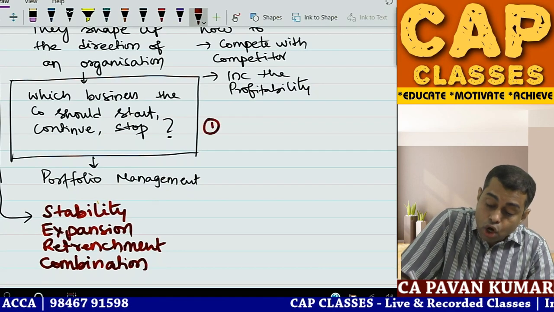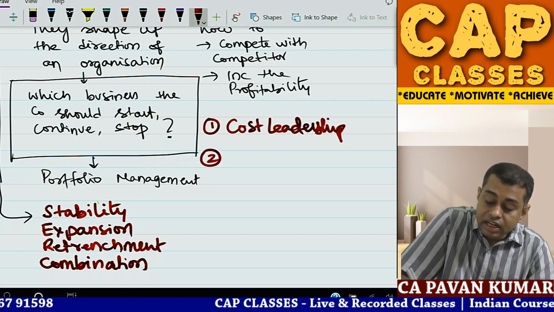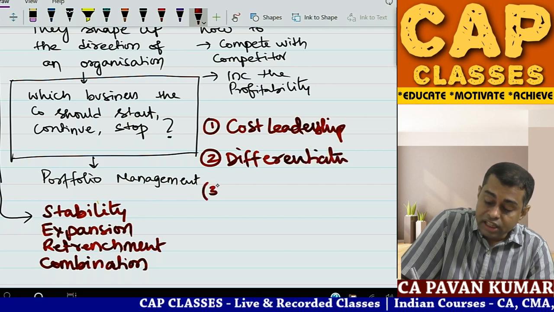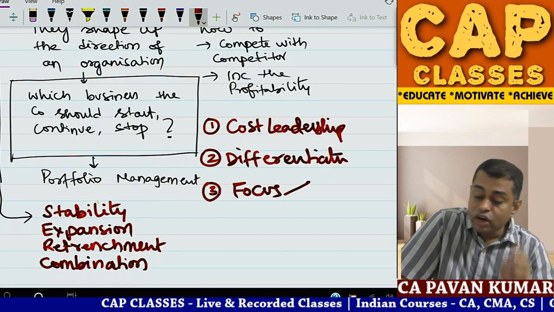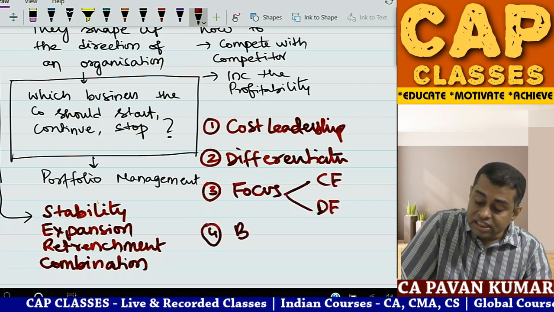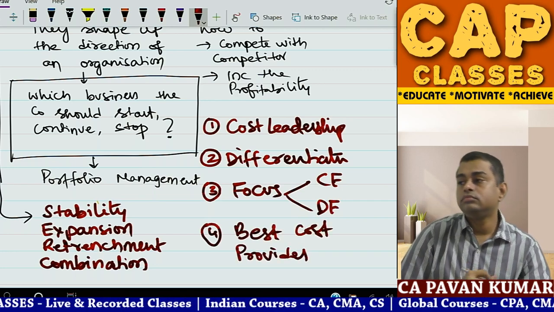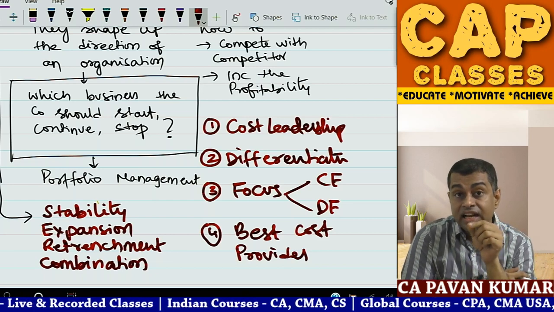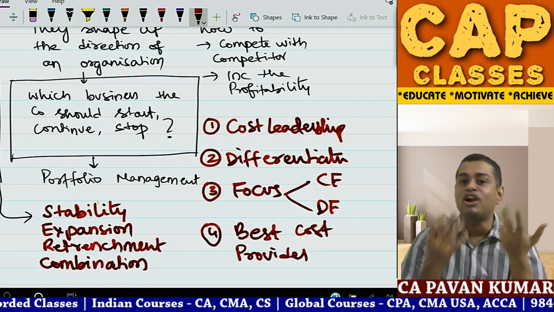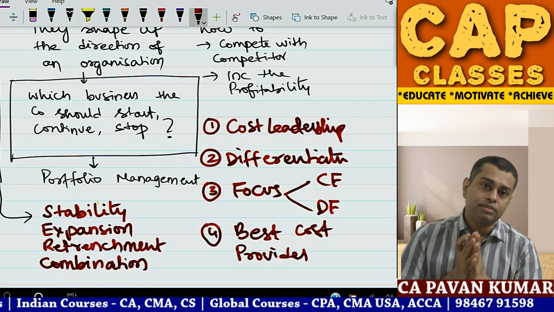One is cost leadership strategy. Second one is differentiation strategy. Third one is focus strategy. And in focus, again, cost focus is there, differentiation focus is there. Fourth, best cost provider strategy. These are business level strategies. So many students will read all the questions, but what question is what, they do not know. Confused souls. This is the clarity you should have, then you will get more marks.